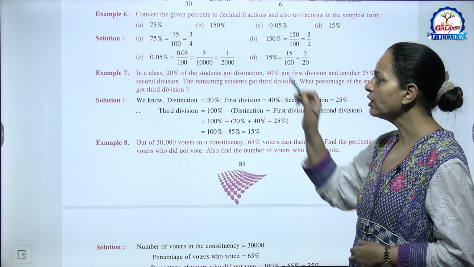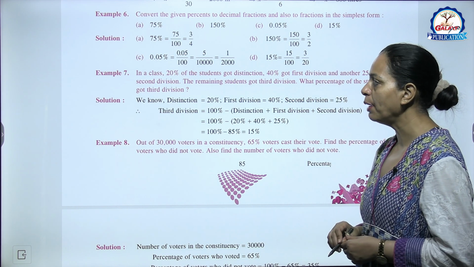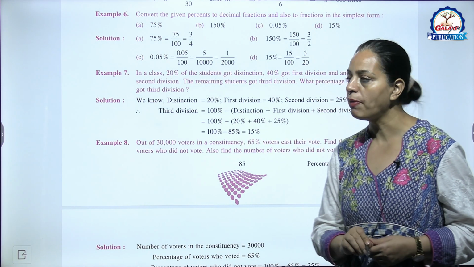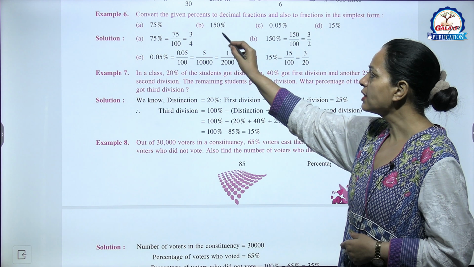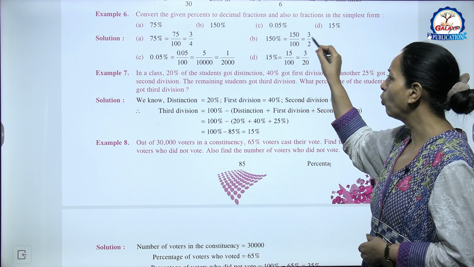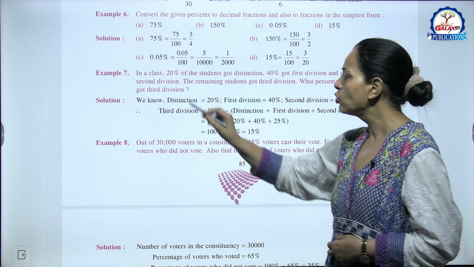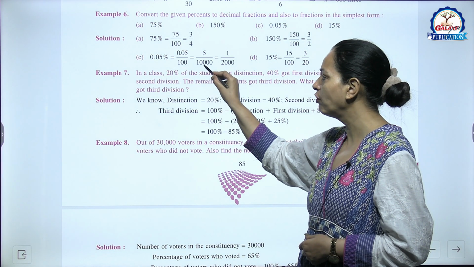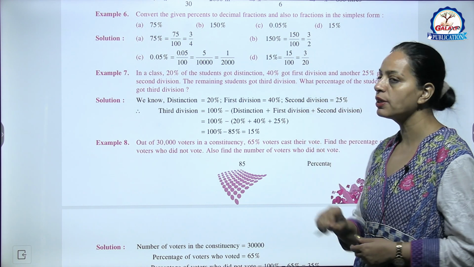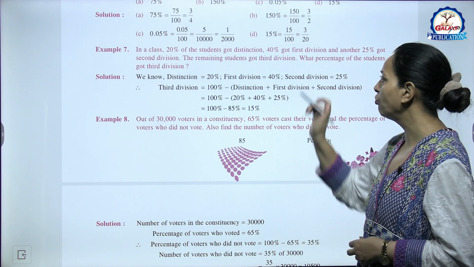Example 6. Convert the given percentage to decimal fraction and also to fractions in the simplest form. Like A part 75%. So 75 upon 100. So cut it, 3 by 4. And now B part 150%. So 150 upon 100. Now lowest term 3 by 2. Now C part 0.05%. So 0.05 upon 100 means 5 upon 10,000 means 1 upon 2,000. Now D part 15%, 15 upon 100, cut the zeros, then cut it by 5, we are getting 3 by 20.